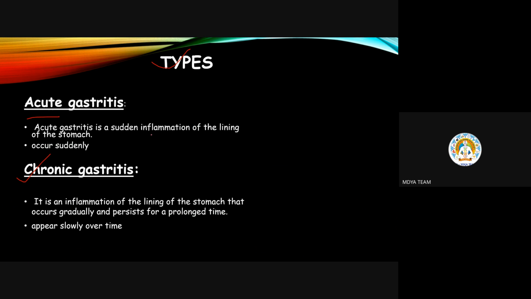Now, acute gastritis. Acute gastritis is a sudden inflammation of the lining of the stomach. Suddenly, when the linings of the stomach get inflamed, that will be acute gastritis. Very easy. It occurs suddenly. And chronic gastritis is inflammation of the lining of the stomach that occurs gradually and persists for a prolonged time, for a long period of time. The word chronic itself is for a prolonged situation. It appears slowly over time. It starts happening slowly, but over time could last for a long period.